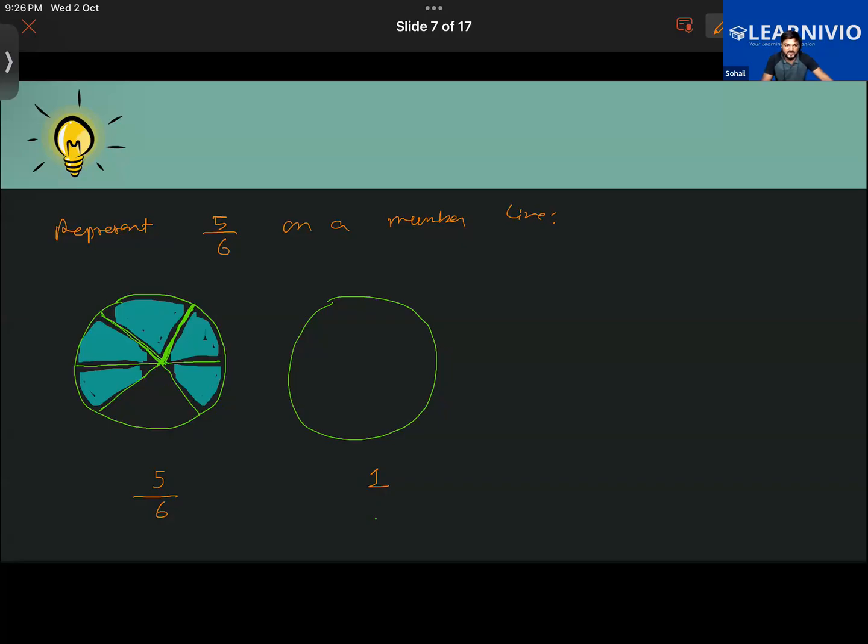Okay, let's take some other numbers. How about we take another number like 8 upon 9. What about this one? How are you going to represent this one? First of all, we have to understand where the number is going to lie. Right, Habib? Are you there in the class or not?